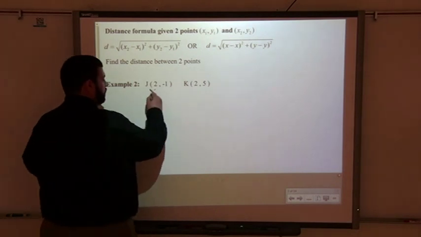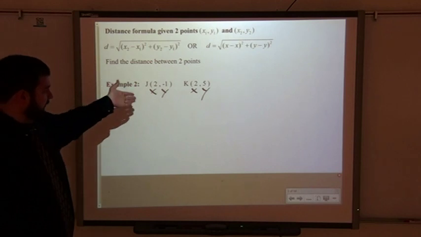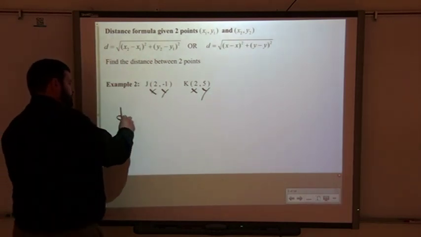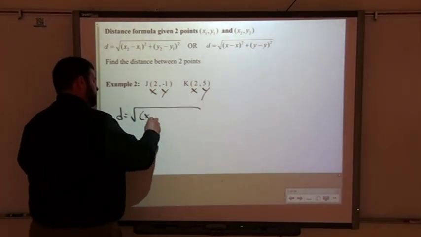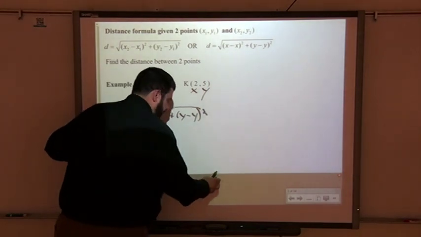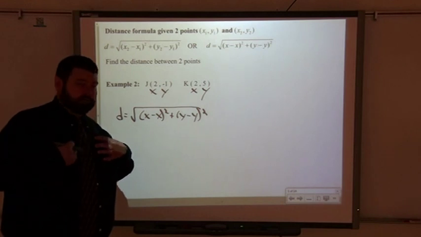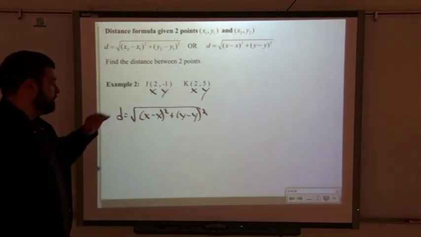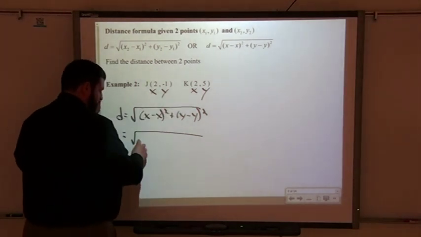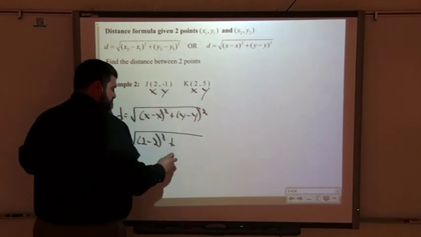Again, step one is label your points. We have an x and a y, we have an x and a y. Each point has an x coordinate, and the second one is the y coordinate. The distance formula, again, says x minus x squared plus y minus y squared. Now, you don't have to write it down every single time, but I will, because it helps me plug in, and it helps some of you guys see what goes where. So I have 2 minus 2 squared plus y minus y.